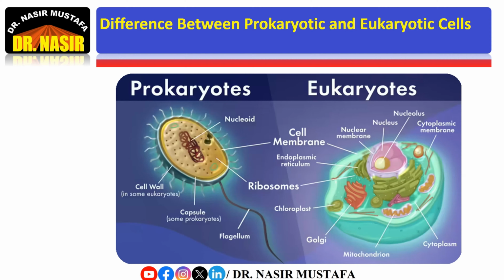Eukaryotic cells, found in animals, plants, fungi, and protists, have a true nucleus, are larger and more complex, and contain membrane-bound organelles like mitochondria, ER, and Golgi. Their DNA is linear with multiple chromosomes. Ribosomes are 80S, and cell division occurs via mitosis or meiosis.